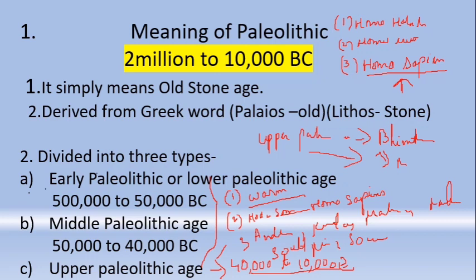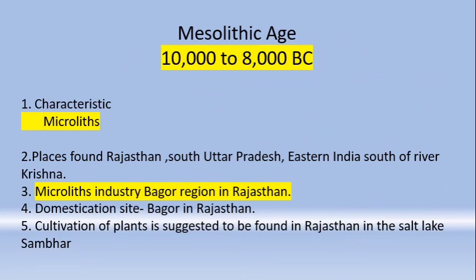Okay, so I think all of you are clear with these three points: the early Paleolithic age, the middle Paleolithic age, and the upper Paleolithic age. Okay, Mesolithic. That means we can also say that the Mesolithic is the period that starts from 10,000 to 8,000.